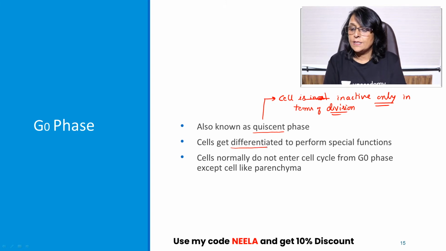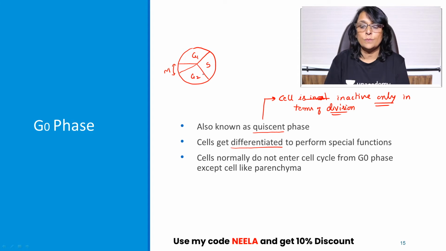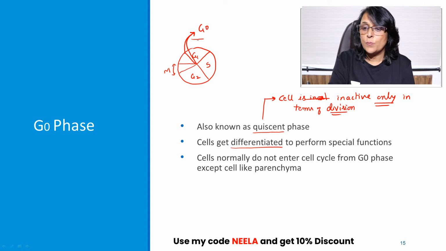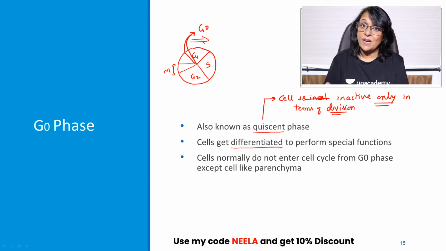The cell gets differentiated. So, if I make that cell cycle again for you, just for reference, this is our short M phase. This is our G1, S and G2. So, we say that the cell comes out of the cycle. This is G0. And this process where the cell comes out of the cycle, gets specialized, is known as differentiation.